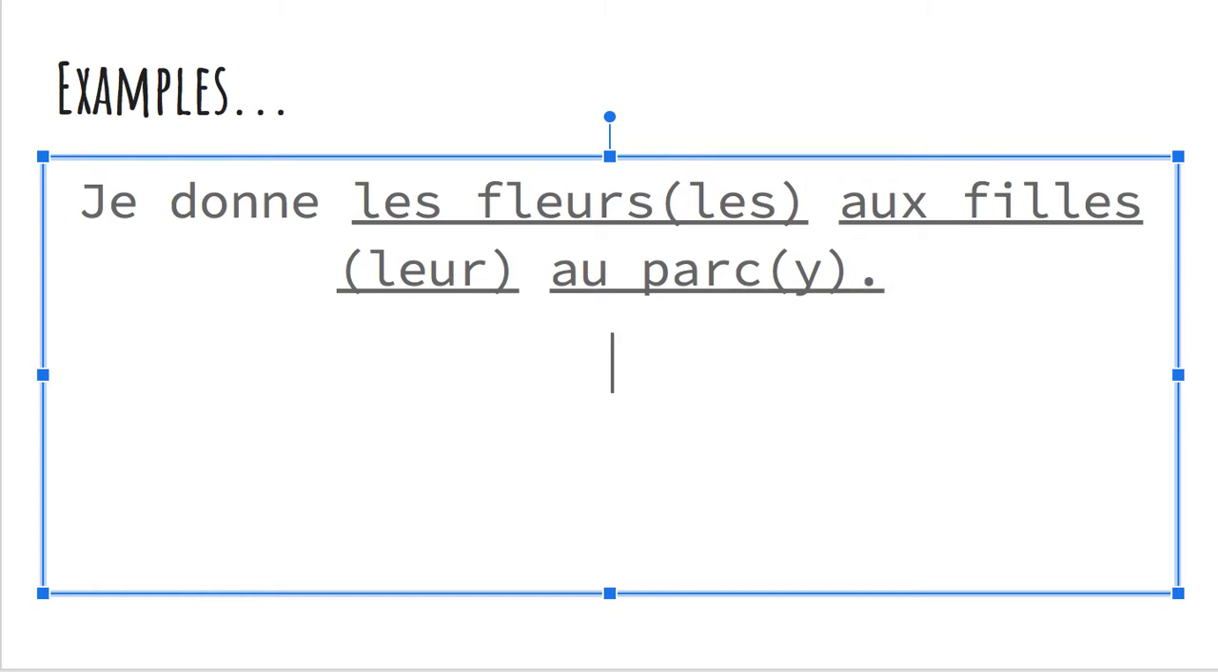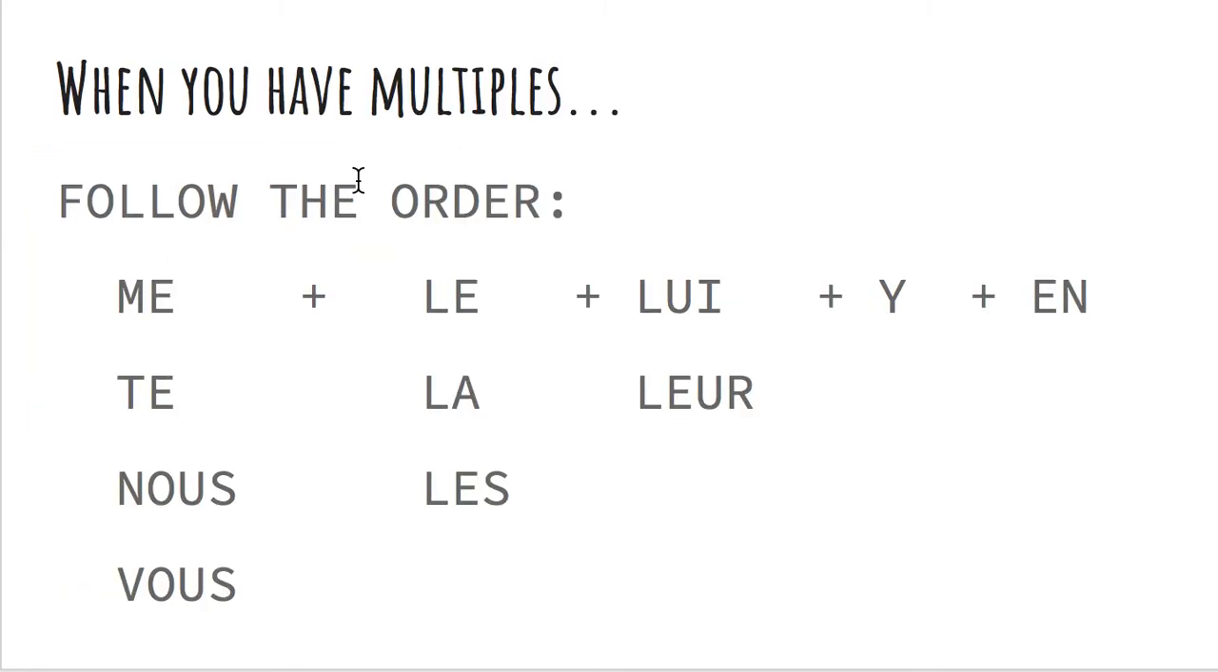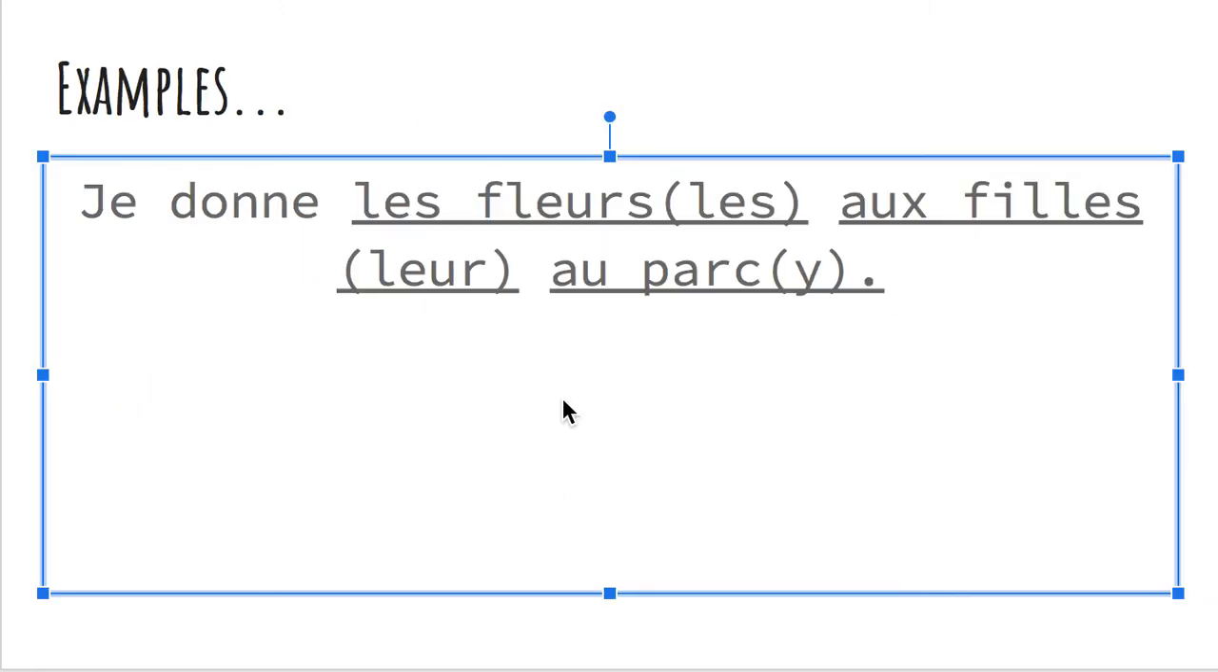So what I've got to do is figure out which one goes first. I've got les, leur, and y. If I look at my order, I just go in order. So les is going to go first, then leur, then y. When I rewrite this, they all go before my verb, so I'm going to have je les leur y, done. So I have basically taken the sentence that says, I am giving the flowers to the girls at the park, and condensed it down to, I am giving them to them there.